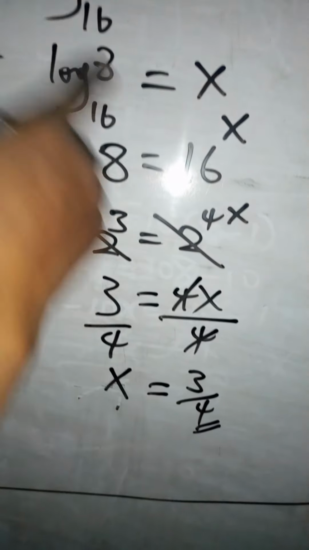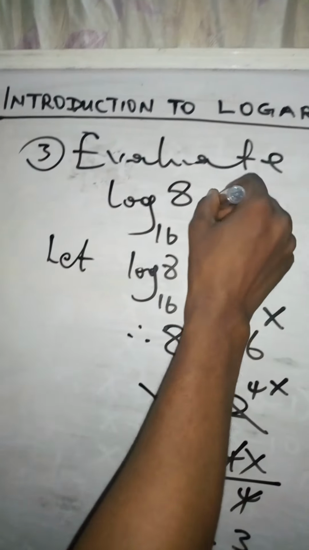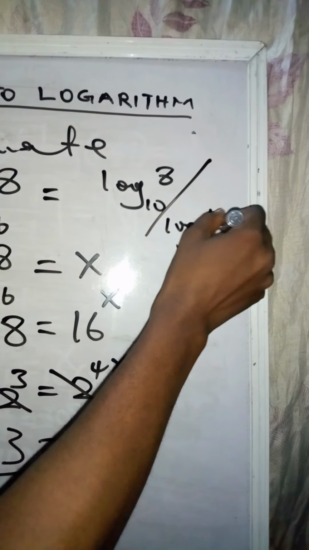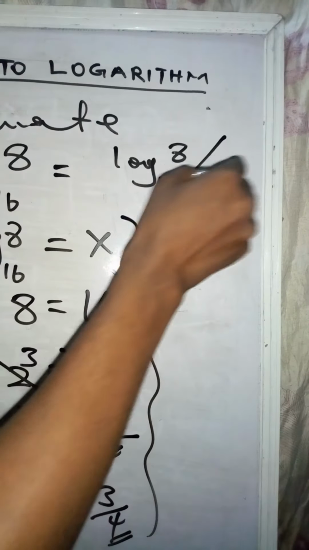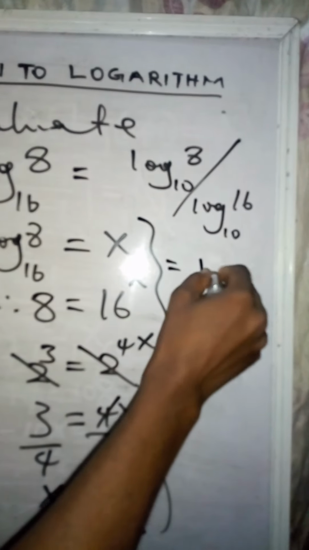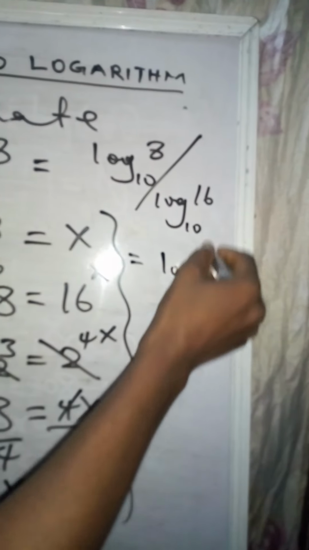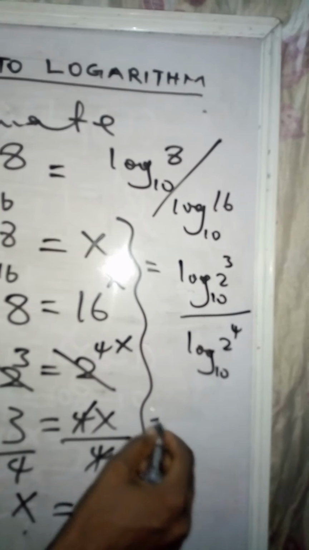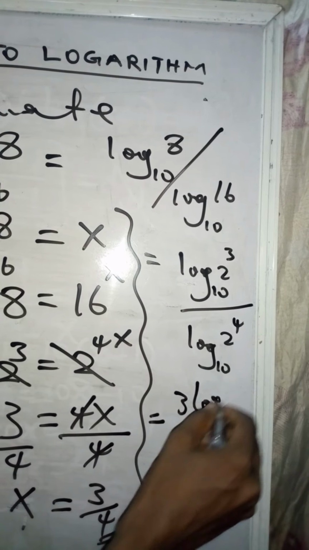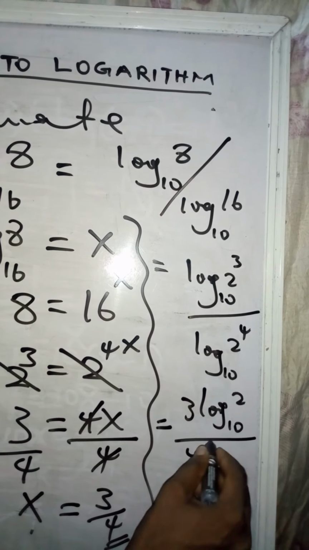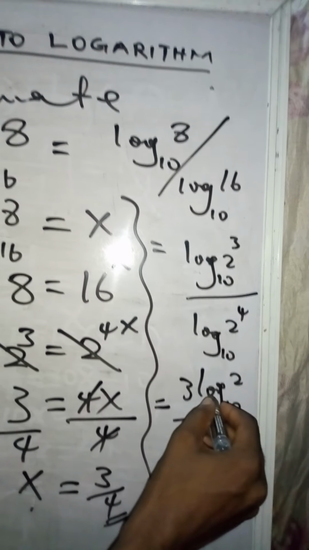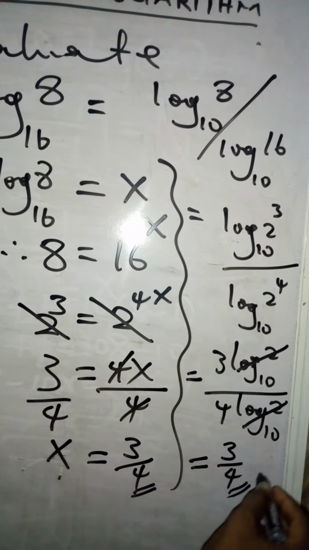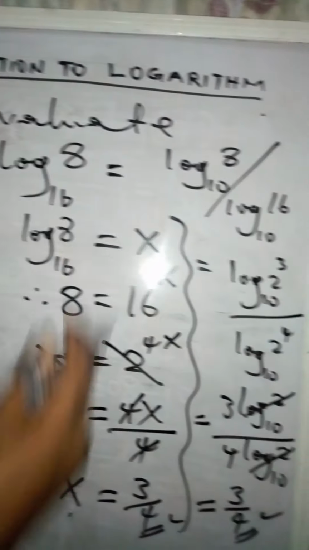You can also solve this by an alternative method, using the logarithm in terms of base 10. That will be log 8 base 10 divided by log 16 base 10. If you are going to solve using this technique, use the same approach and look for the multiples: log 2 raised to the power of 3 base 10 divided by log 2 raised to the power of 4 base 10, and that is equal to 3 log 2 base 10 divided by 4 log 2 base 10. So log 2 base 10 cancels log 2 base 10, and the answer there is 3 over 4. So you will notice that we have the same answer in solving using two different approaches.